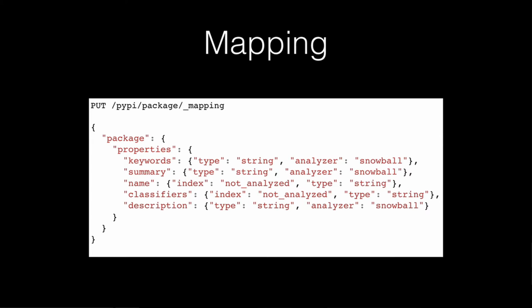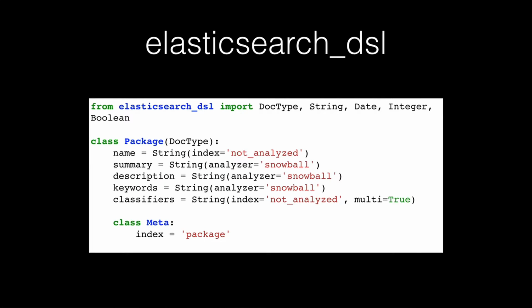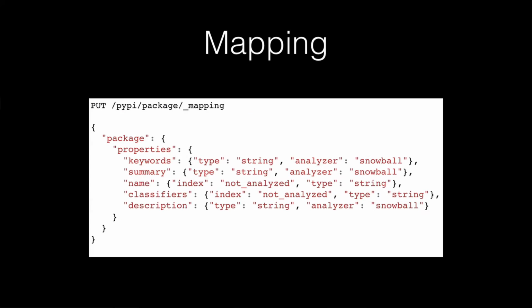Now, this little mini language isn't enormously unpleasant, but it turns out in Python there's a much, much better way of working with this. There's a library called elasticsearch_dsl. It's a Python library that's actually supported by the company behind Elasticsearch. And what that lets you do, it looks very similar to the Django ORM, which I think was part of the inspiration for it. So you can create a subclass of DocType, define a bunch of fields in there, like name, summary, description, keywords, classifiers, tell it which index it should go in, and that right there, that piece of Python code is enough to completely replace this JSON and set up that mapping for you.